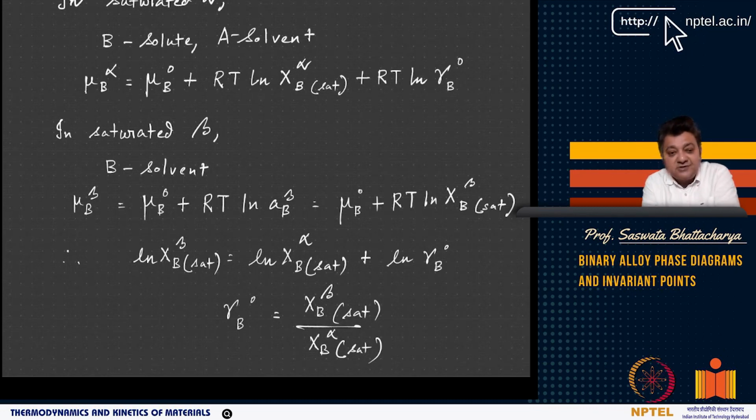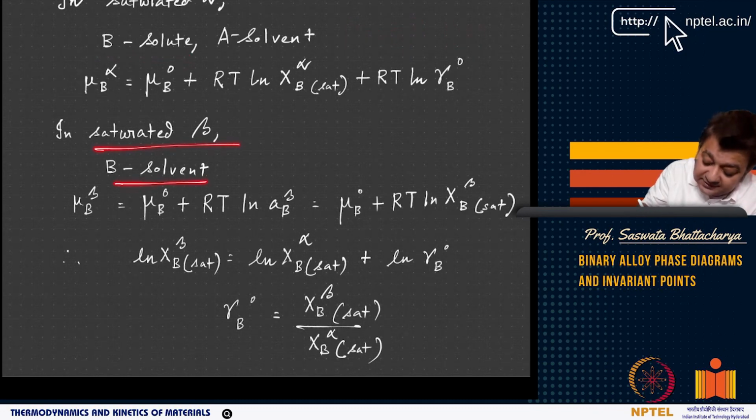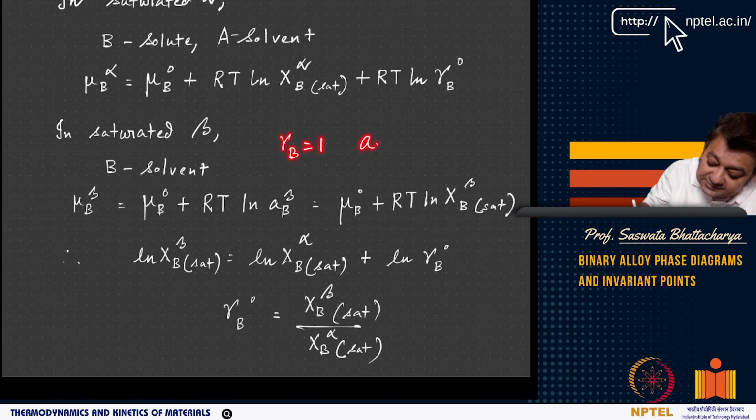But in saturated beta, you will see mu B beta. Again we are assuming an ideal solution, so B is solvent now. In the saturated alpha, B obeys Henry's law, because B is a solute. But in saturated beta, B is the solvent. So basically here gamma B equals 1 and aB equals XB.